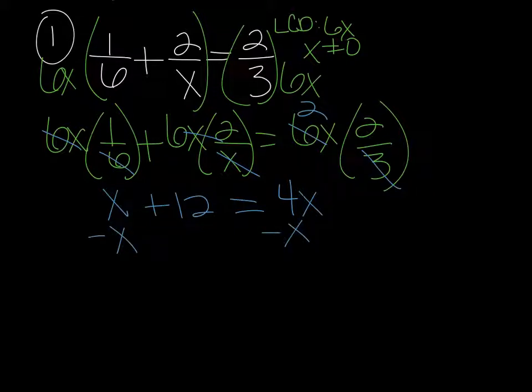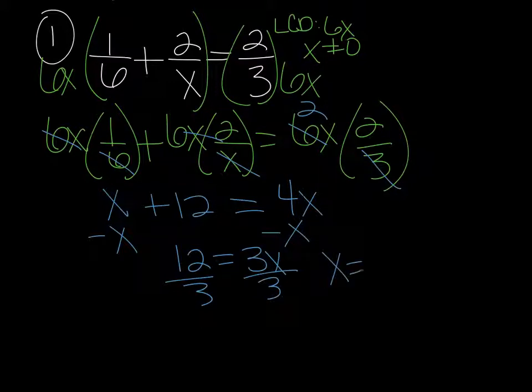And then I just have an equation to solve, so get my x's on the same side of the equal sign. So subtract x from both sides. So 12 equals 3x. Divide both sides by 3, and we should end up with x equals 4. Okay, so hopefully you guys have that on your paper. So x equals 4.